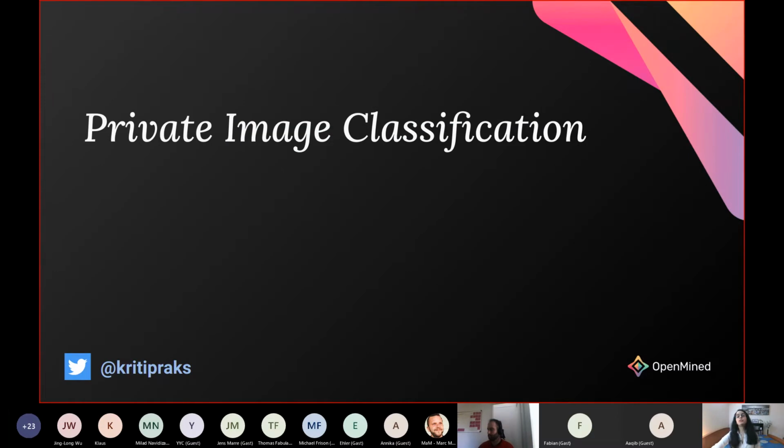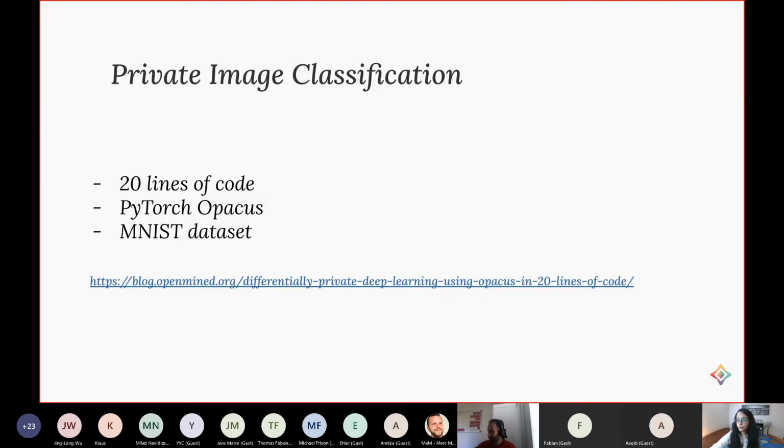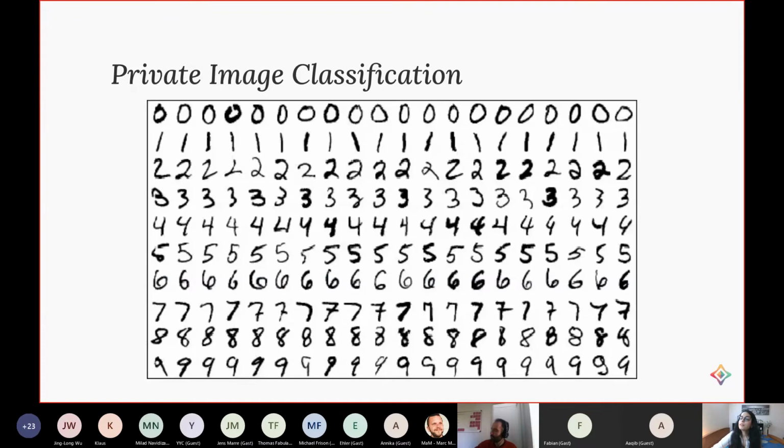Now I'm going to go through a simple MNIST private image classification example. This example just uses 20 lines of code. It uses the PyTorch Opacus library, of course, and it's on the MNIST dataset. The MNIST dataset, for those of you who are not familiar, is a huge dataset of handwritten digits, and so finally you just have 10 output classes of the 10 digits, and it's the standard that's used in a lot of machine learning and computer vision research.